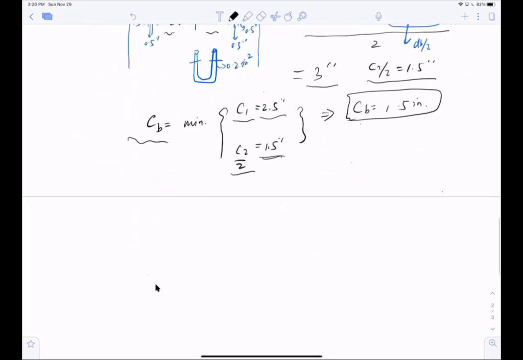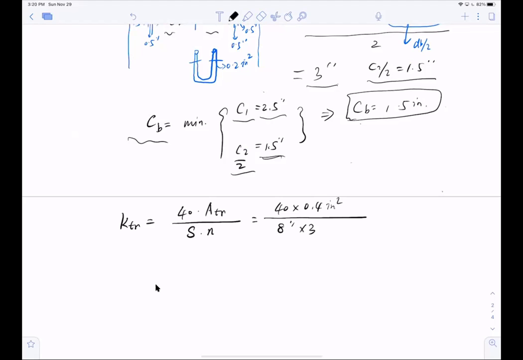Now I can calculate my KTR. So KTR equals 40 ATR divided by S times N. N is the number of bars being developed. Bringing the equation: 40 and ATR equals 0.4 inch squared, which is calculated, divided by 8 inch of stirrup spacing multiplied by 3 bars being developed. That is 0.667. This is KTR.